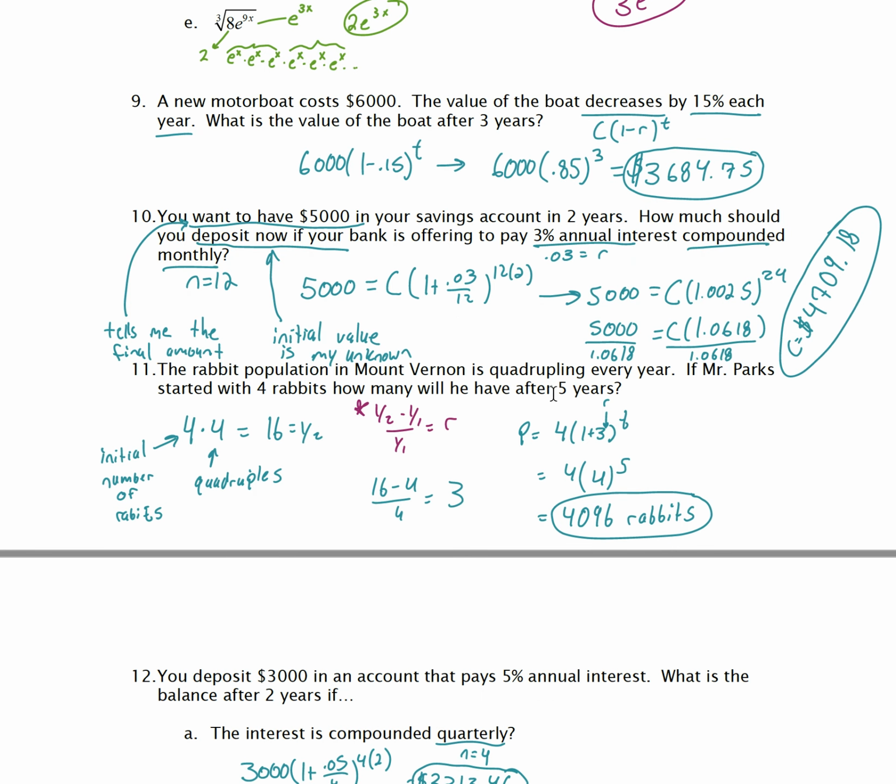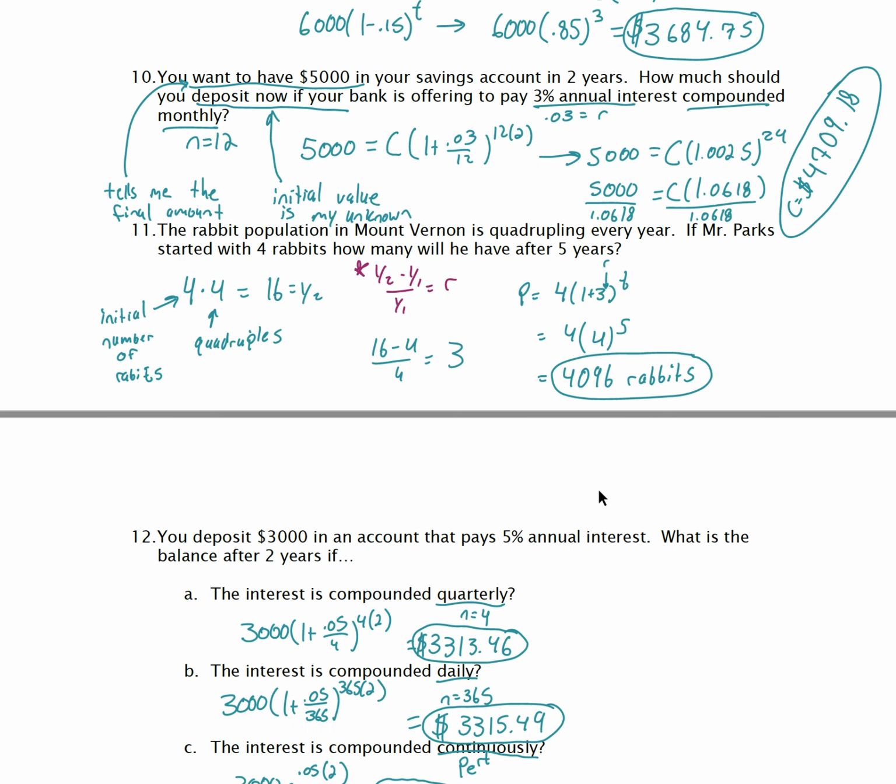The rabbit population is quadrupling every year, so we know that's a 4 in there. You start with 4 rabbits, how many you have after 5 years. So I don't really actually think we need to do any of this stuff over here. You just jump to this. We know that quadrupling, there's a factor of 4, and it's for 5 years, and you start with a 4. So you can just hop in right there.